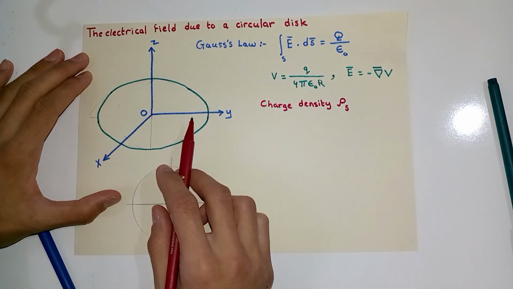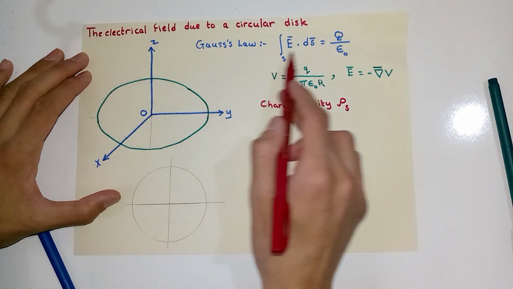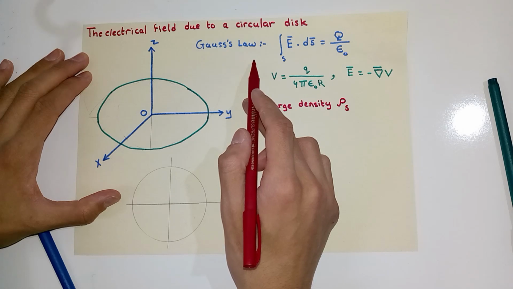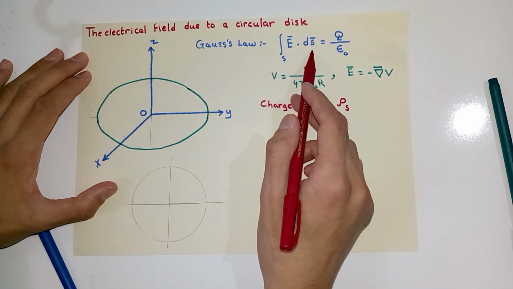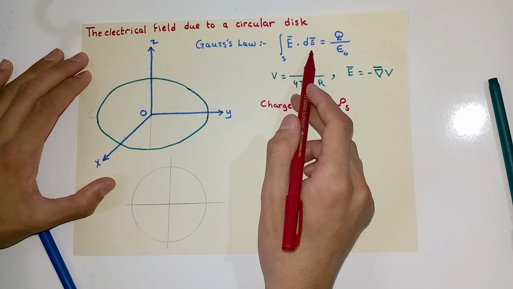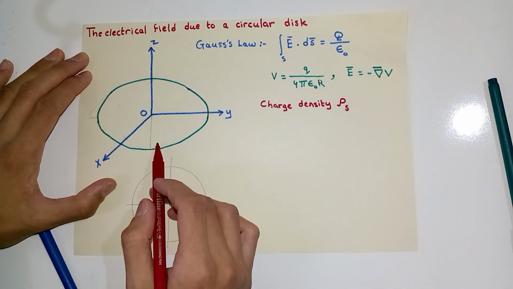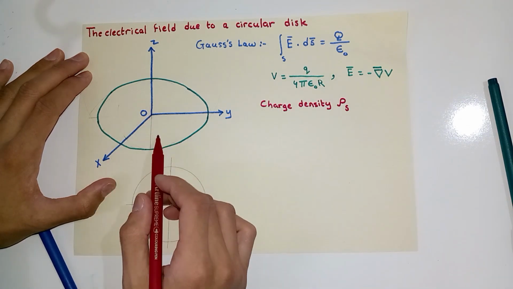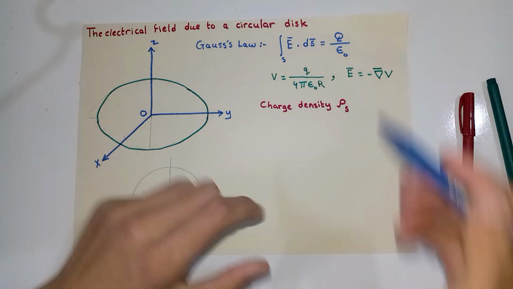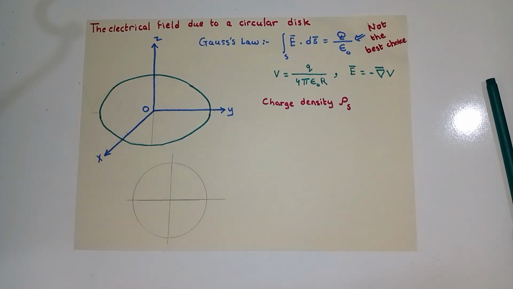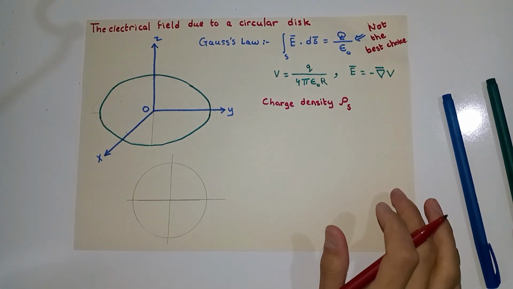In order to solve this problem, the first conceivable way is Gauss's law, this is the formula of Gauss's law, but it's not the best choice. By applying this equation, it's mandatory to determine the Gaussian surface, and it's hard to determine the Gaussian surface in this case. So this Gauss's law is not the best choice, as we aforementioned. We are going to find another way in order to solve it.